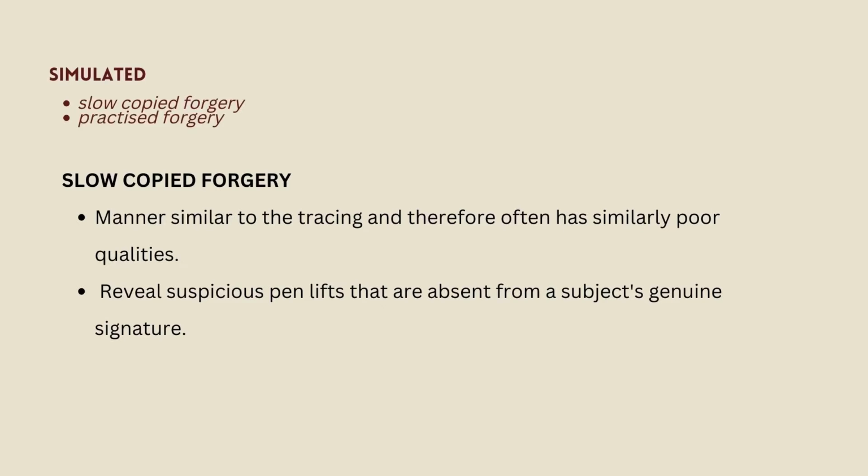For example, an unnaturally even pen pressure and the tremulous strokes that betray the fact that it was drawn rather than written. Close inspection may also reveal suspicious pen lifts that are absent from the subject's genuine signature. These are typical of a forgery in which the forger frequently pauses to check his work in progress.